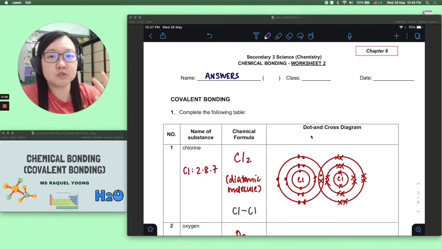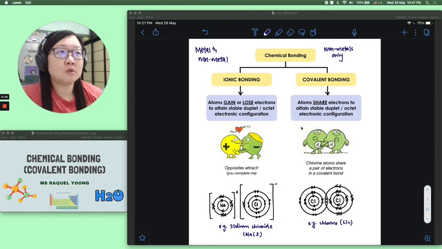Hello students. In this lesson, we are going to go through chemical bonding worksheet 2, and in this worksheet, our focus will be covalent bonding. Okay? Alright, before we jump into going through the answers, let's do a little overview first, to kickstart this transition to the next part, which is covalent bonding.